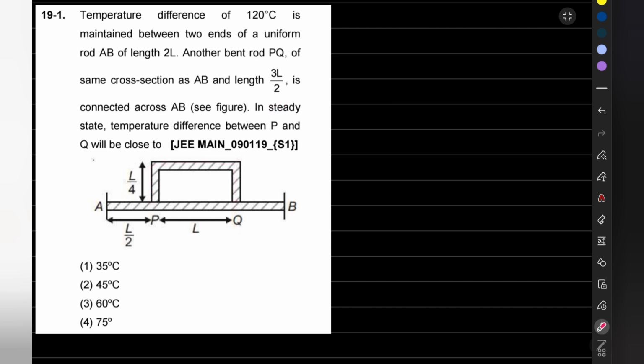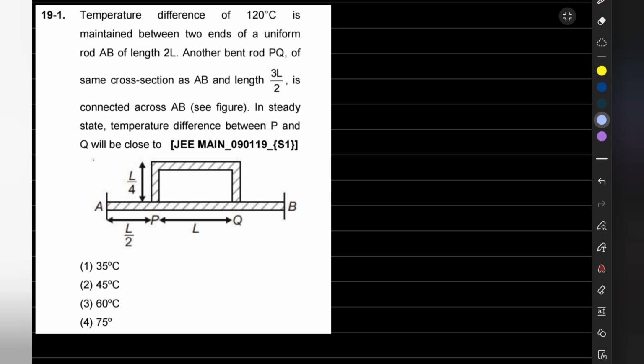In steady state, the same current will flow through this part. Then they are asking what the temperature difference between P and Q will be close to. So the temperature difference between A and B they have given, and they are asking us to find the temperature difference between P and Q.